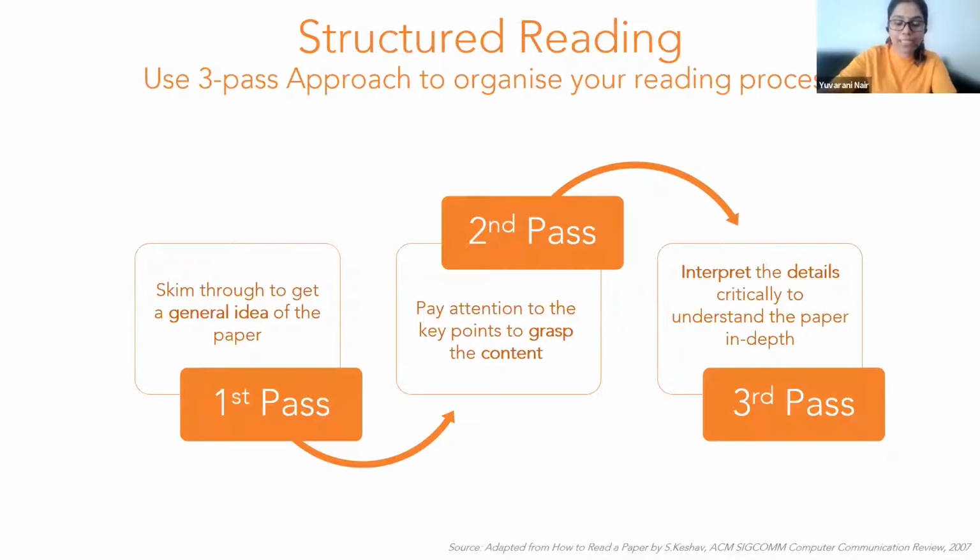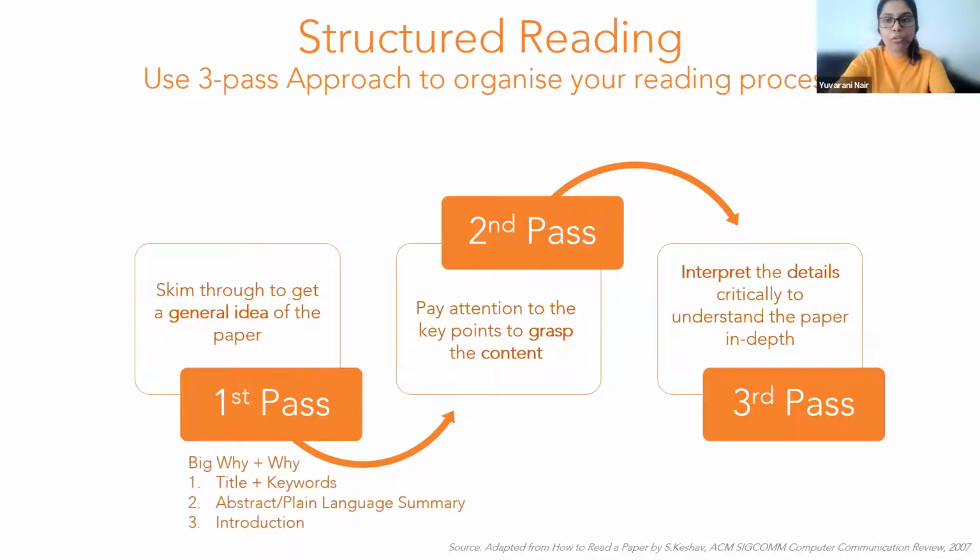When you skim through the entire paper, you look at the titles. The title is very important for you to understand where the research is headed. The keywords in the title help a reader decide whether or not the paper is relevant to them. Then the skimming also includes reading the abstracts. If a plain language summary is available, they could probably look into that.